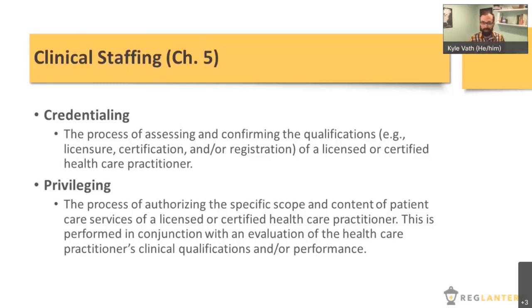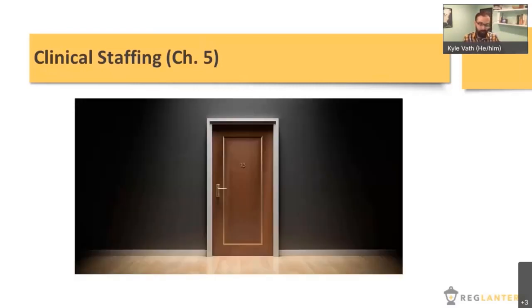So most people know what credentialing and privileging is and what the definitions are. Credentialing is the process of assessing and confirming the qualifications of a licensed or certified healthcare practitioner. Privileging is the process of authorizing the specific scope and content of patient care services of a licensed or certified healthcare practitioner, and actually in the cases of HRSA site visit program requirements, it also includes unlicensed, uncertified other clinical staff as well. And this is performed in conjunction with an evaluation of the healthcare practitioner's clinical qualifications and performance, so their fitness for duty, their competence as a provider. So that's credentialing and privileging.